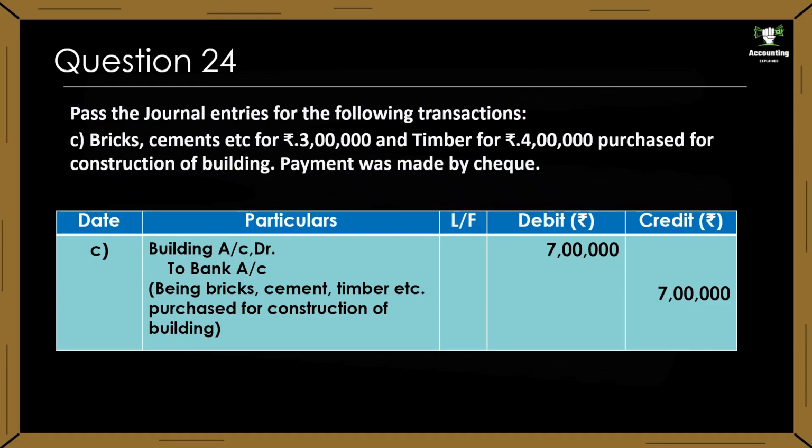Bricks, cement, etc. for rupees 3 lakhs and timber 4 lakhs purchased for the construction of building. So these are all used only for the construction of the building. So 3 lakhs plus 4 lakhs, 7 lakhs should be taken to the building account. Building is an asset, so it has to be debited. Building account debit 7 lakhs. Then payment was made by cheque. That means payment has gone from the bank. The golden rule is credit what goes out. Money is going out from where? Bank. So, to bank account 7 lakhs. Narration is being bricks, cement, timber, etc. purchased for construction of building.